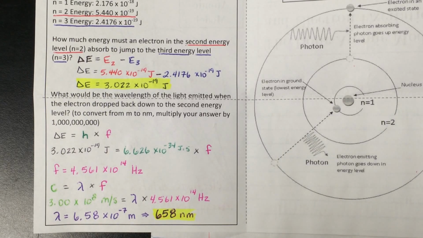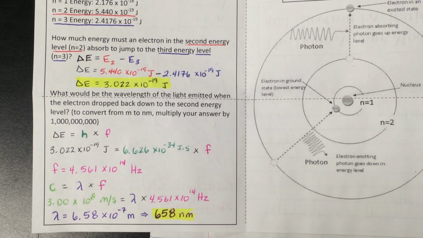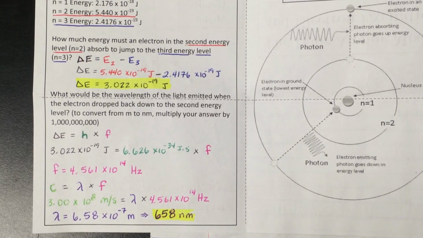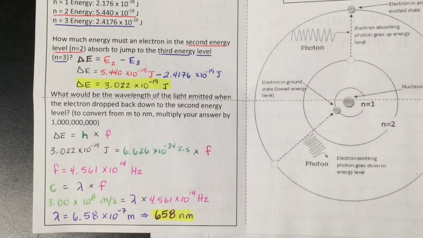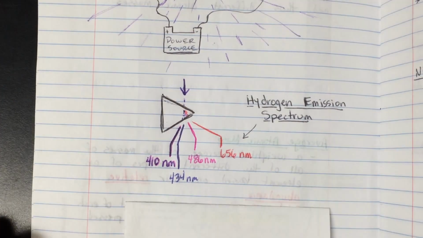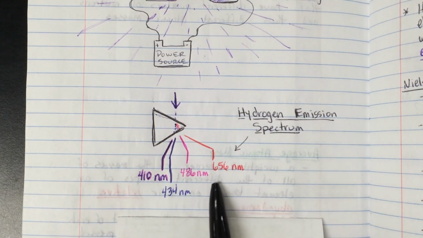Then we can use the relationship between wavelength, frequency, and the speed of light to calculate the wavelength, which comes out to 6.58 times 10 to the negative 7th meters. If we multiply this times 1 times 10 to the 9th to convert it into nanometers, we get 658 nanometers. And you'll remember maybe that 658 nanometers is roughly similar to this value right here. So this is going to be a red light.